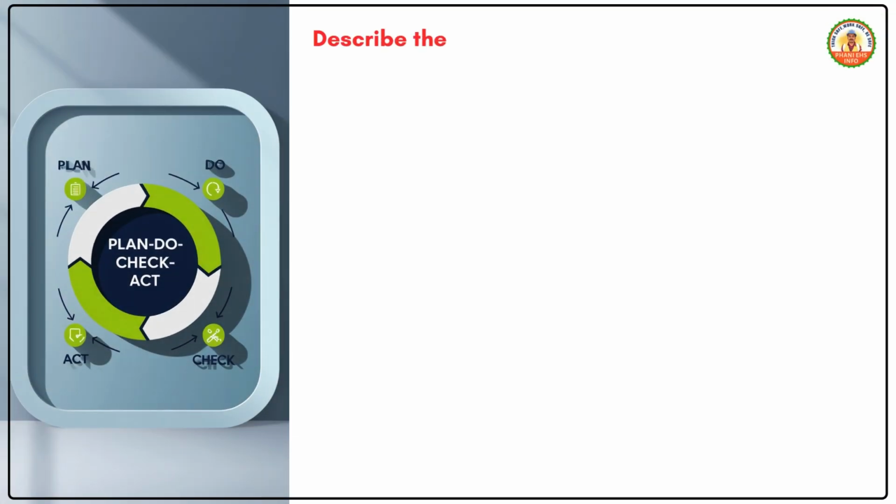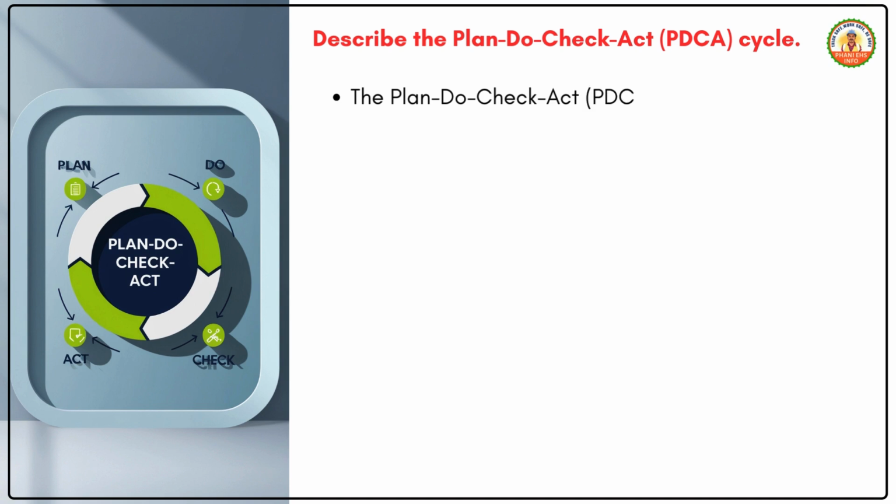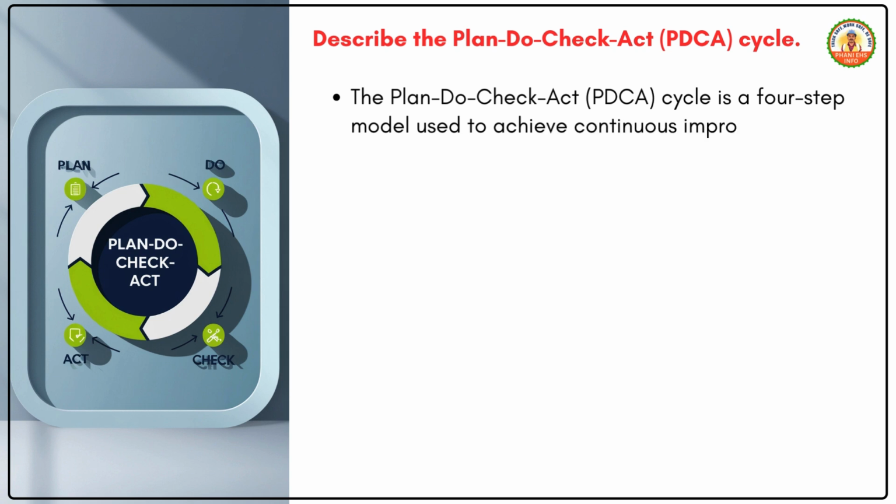Describe the Plan Do Check Act, PDCA, cycle. The Plan Do Check Act, PDCA, cycle is a four-step model used to achieve continuous improvement in health and safety management.